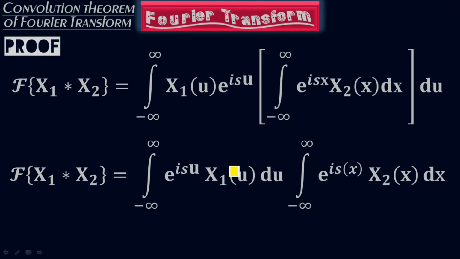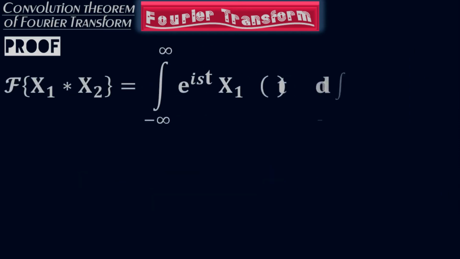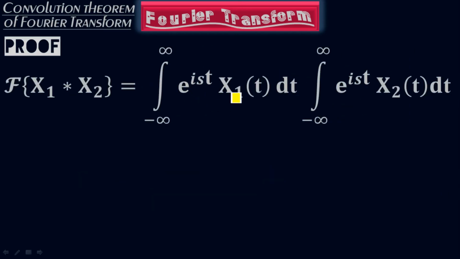All the terms with the u variable are on one side and all the terms with the x variable on another side. Replace all the u by t and all the x by t. Suppose I want to replace all the u by t and all the x by t. Just let u equal t and x equal t. So I will have the integral of e to the iota s t times x sub 1 of t times dt, into the integral of e to the iota s t times x sub 2 of t dt. Why do I do this? I do this just to make both integrations similar, to have the same independent variable, which is t.